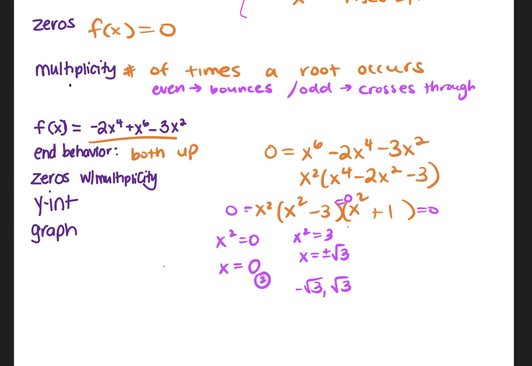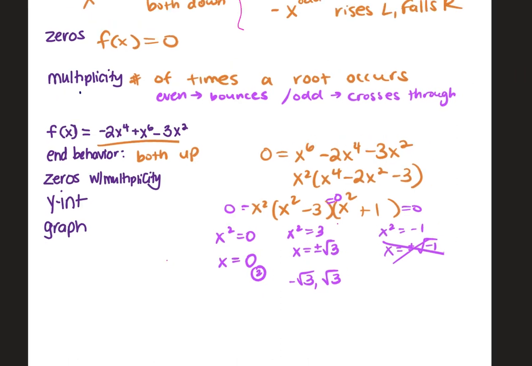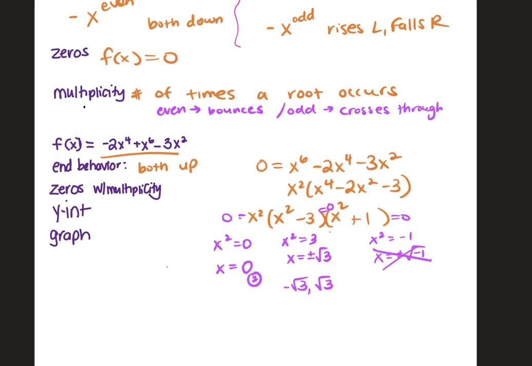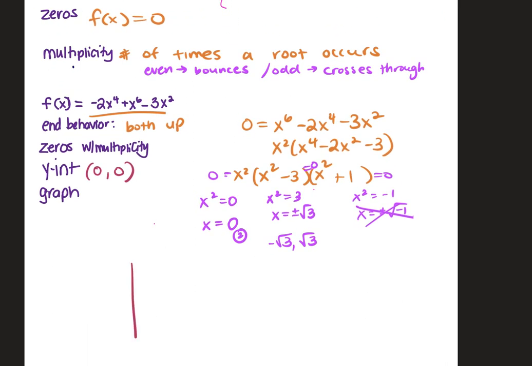And then the other one, I'd get x squared equals negative 1, and x equals plus and minus the square root of negative 1. What's wrong with that? It's imaginary, so we don't count it as a 0. Your y-intercept you get by plugging 0 in for x, it would be 0. We know that because we have the 0 for the zeros. And then we're going to graph it.